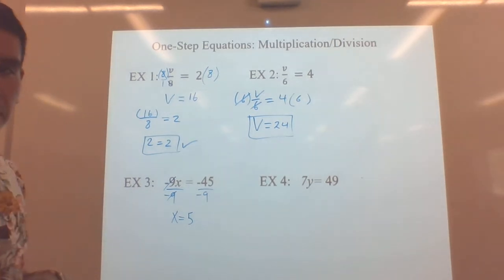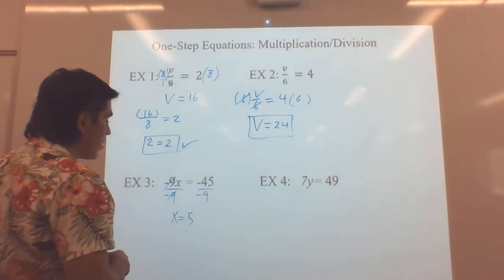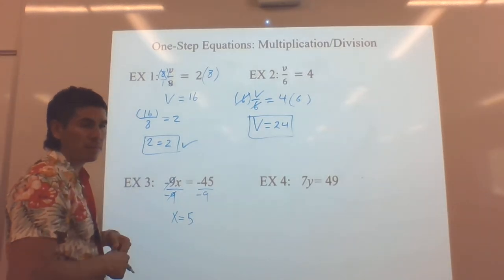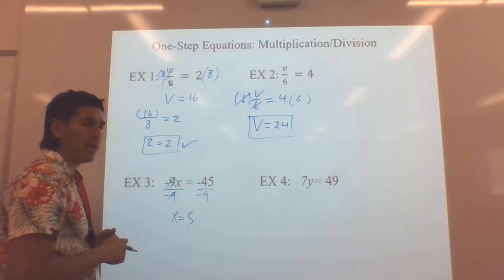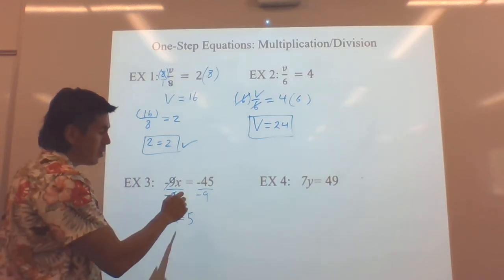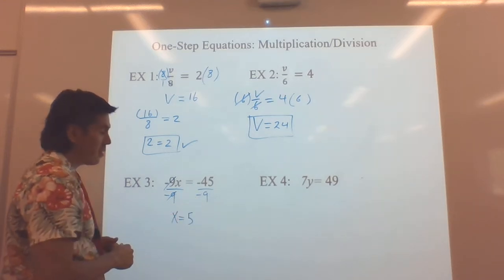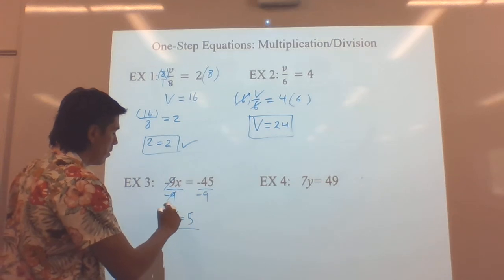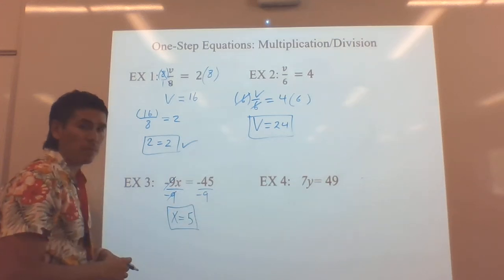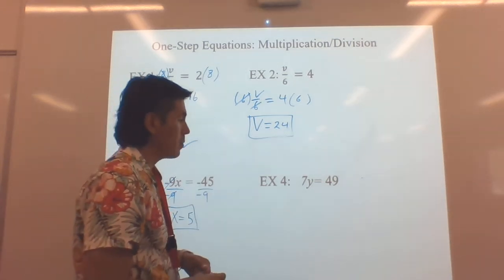Now, why is it positive? Remember, anytime you divide a negative by a negative, it's positive. Anytime you multiply a negative times a negative, it's positive. So whenever you have two negatives in a row, positive, right? There we go.